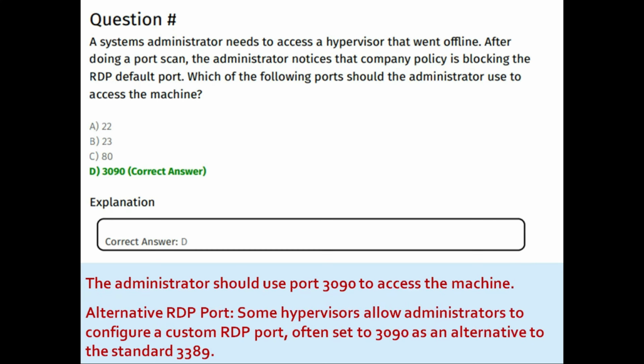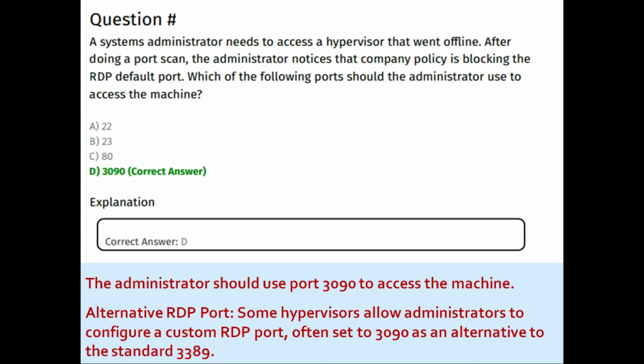Next question is, a systems administrator needs to access a hypervisor that went offline. After doing a port scan, the administrator notices that company policy is blocking the RDP default port. Which of the following ports should the administrator use to access the machine? First option is 22, next option is 23, third option is 80, and the last option is 3090. And the correct answer for this question is last option D, 3090.